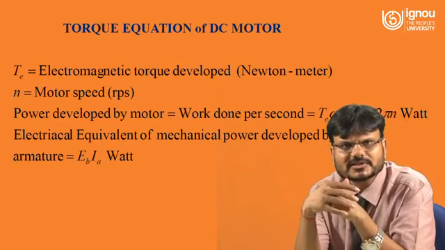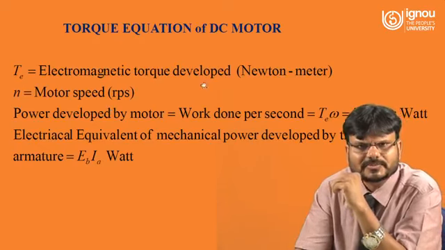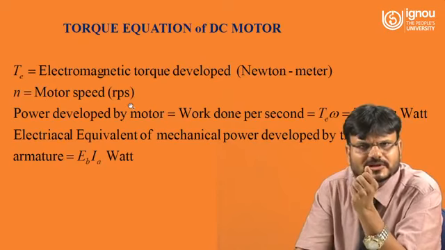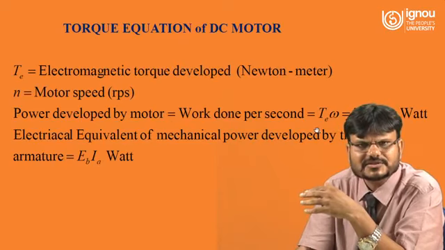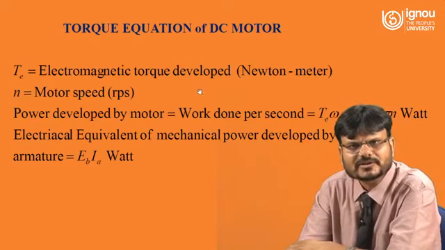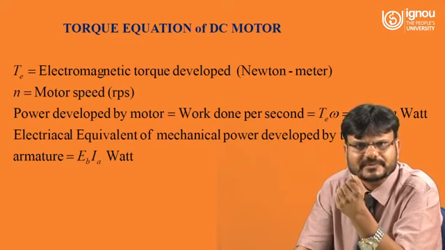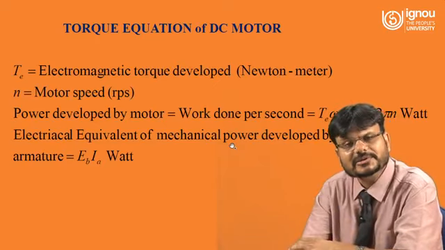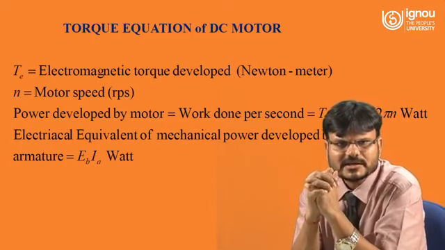Now we are going to discuss the torque equation of the DC motor. Assume T is the electromagnetic torque developed, which is measured in Newton meter. N is the motor speed in RPS, revolutions per second. So power developed by the motor can be written as work done per second, which is TE into omega, where TE is the electromagnetic torque and omega is the angular speed, which can be written as 2 pi N. The electrical equivalent of mechanical power developed by the armature can be written as EB into IA, where EB is the back EMF and IA is the armature current.